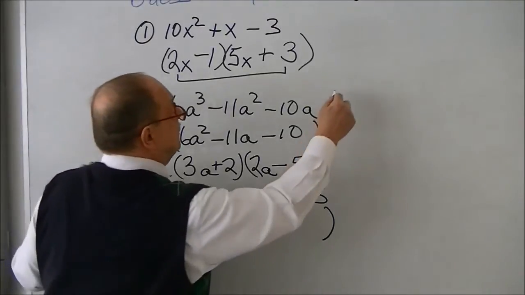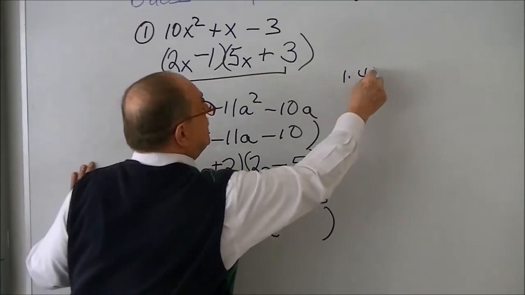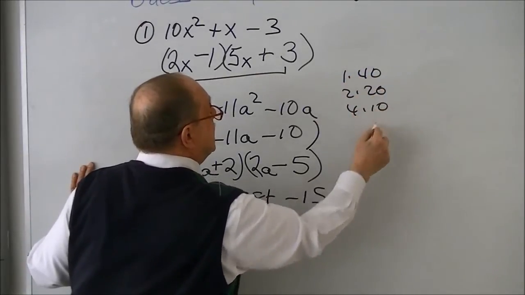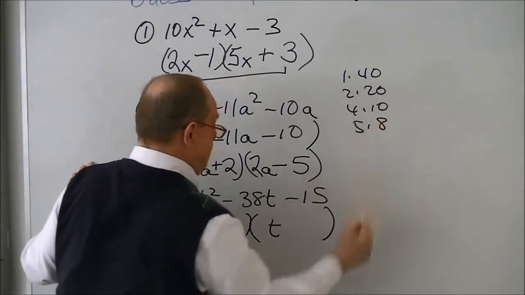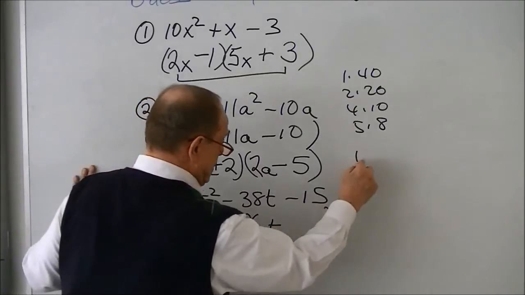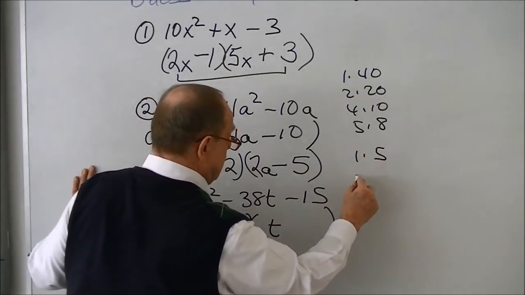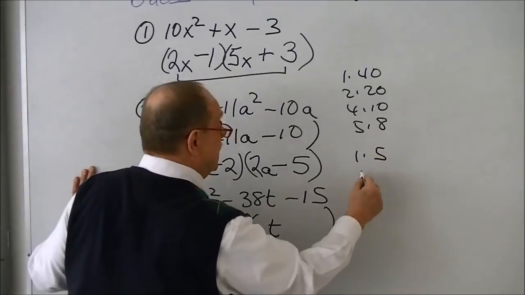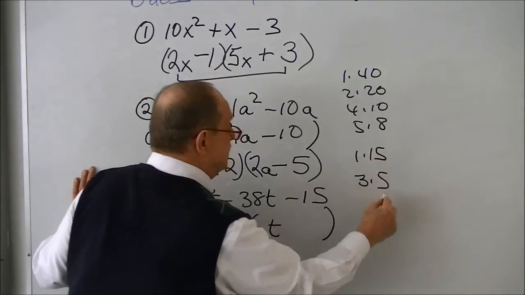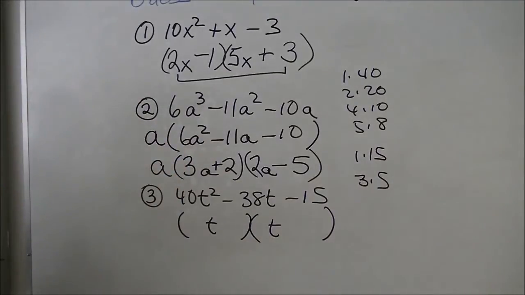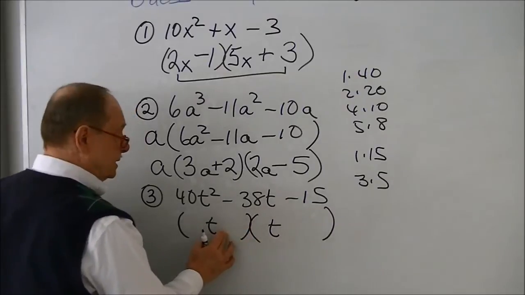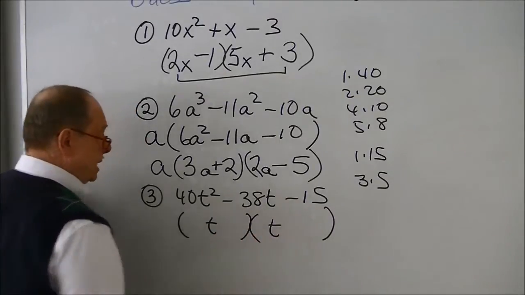Wow. Factors of 40. 1 times 40, 2 times 20, 4 times 10, 5 times 8. And we have factors of 15. 1 times 15, and they could be reversed too. And then 3 times 5. We'll stick with those for now. Again, this is negative, so one of these signs will be negative, one will be positive.